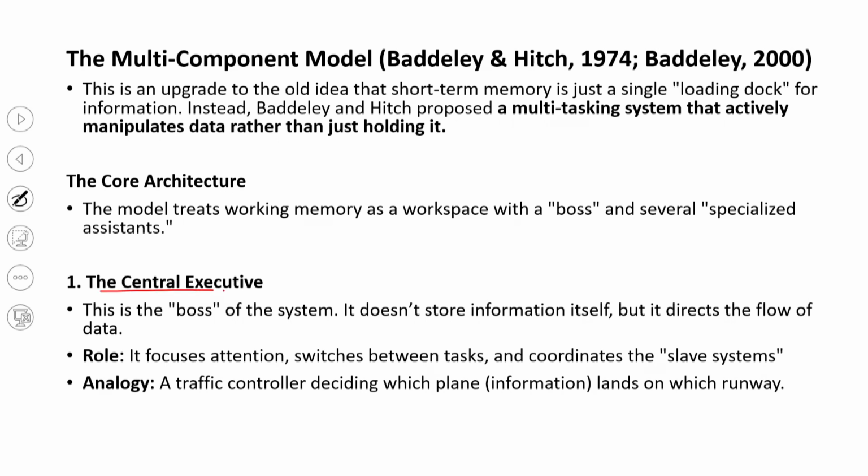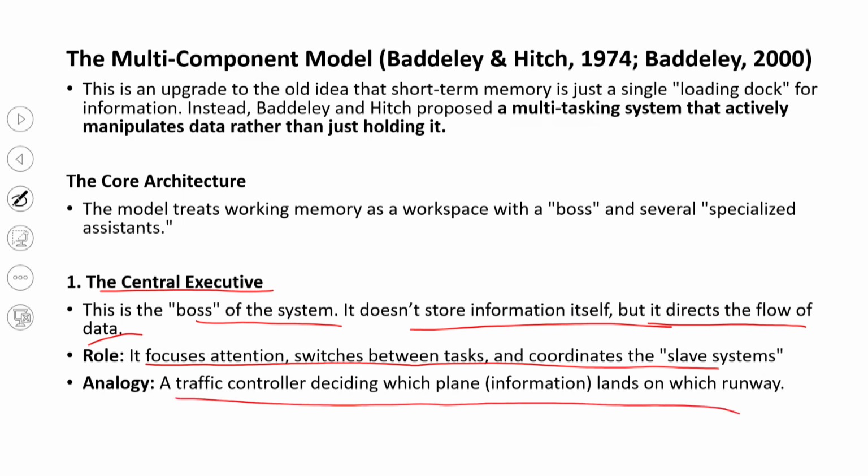The first one is obviously the central executive. This is the boss of the system. It controls other subsystems. It does not store information itself. It is more like a processor. If you see a processor in a mobile or computer, it processes the information. It does not store information, but it directs the flow of data. So, it focuses attention, switches between tasks, and coordinates the slave systems, whatever other systems we will talk about. It is like a traffic controller deciding which plane lands on which runway. It is like decision making, a manipulator of whatever information comes in from other subsystems. So, this is called the central executive.